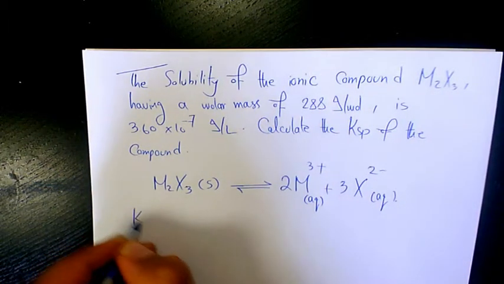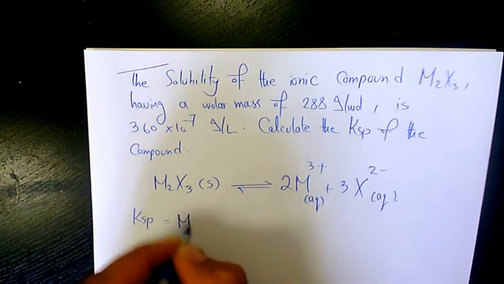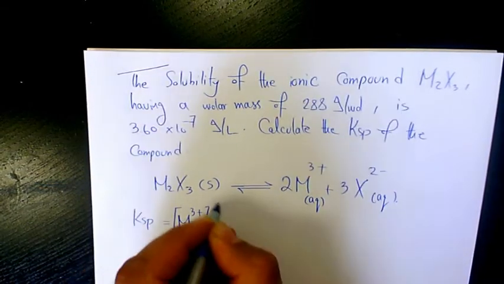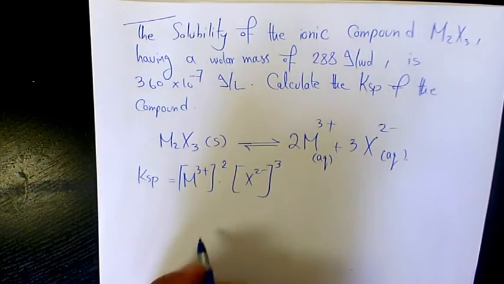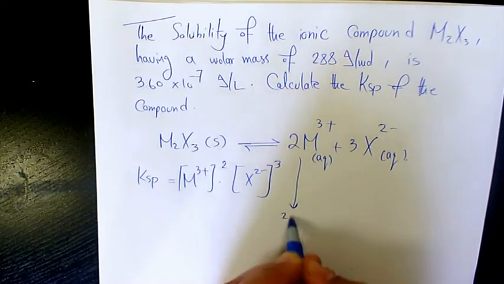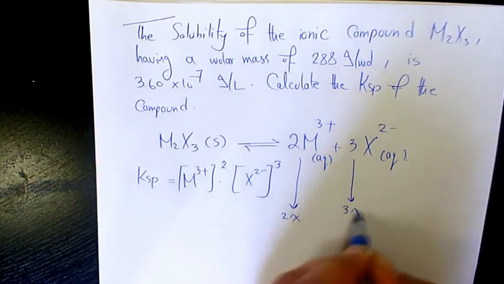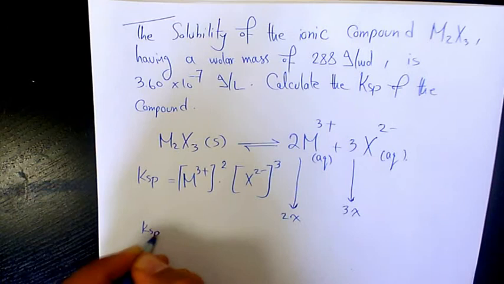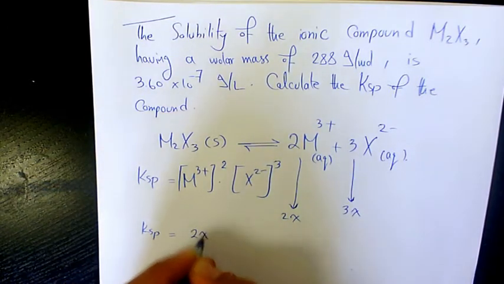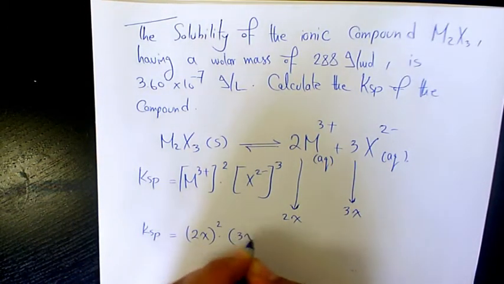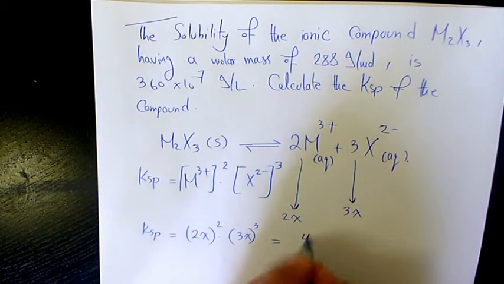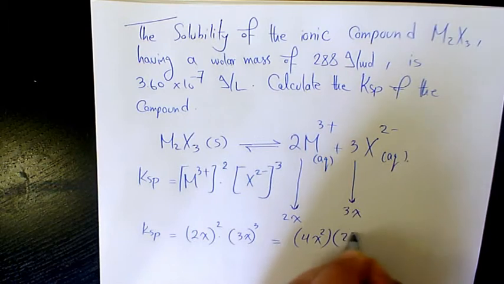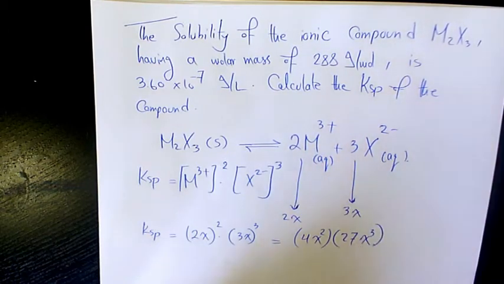So Ksp will be M3+ to the power of 2 times X2- to the power of 3. So when it dissolves, it's going to produce 2x, and here this one is going to be 3x. So Ksp will be (2x) to the power of 2 times (3x) to the power of 3. That's going to make it as 4x squared times 27x to the power of 3.